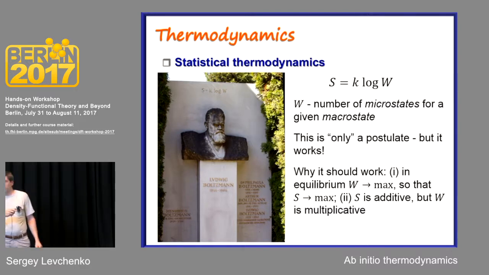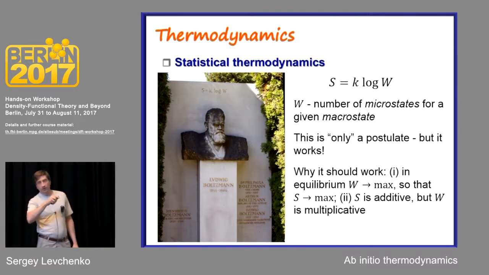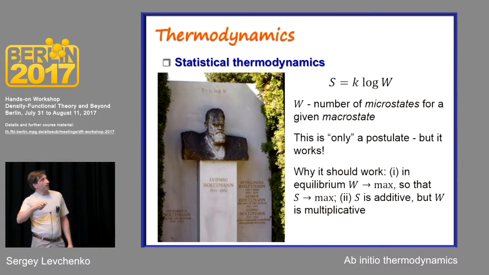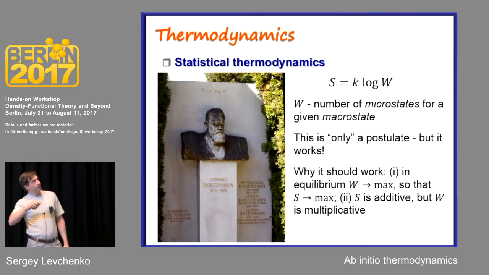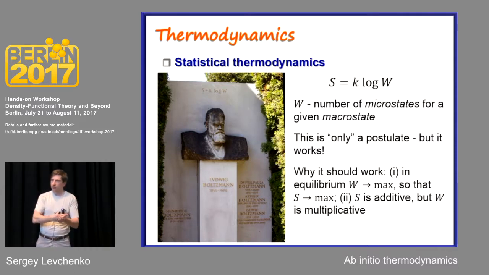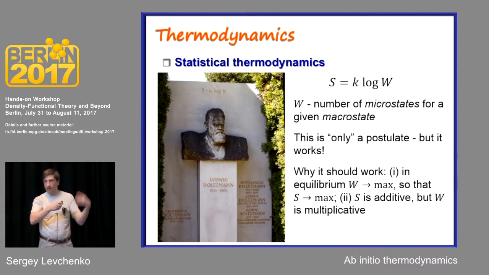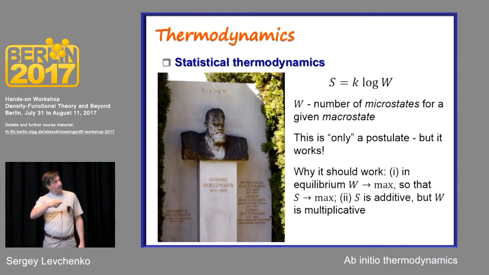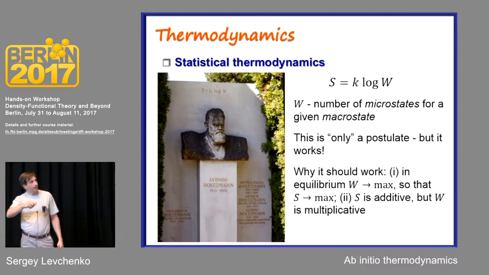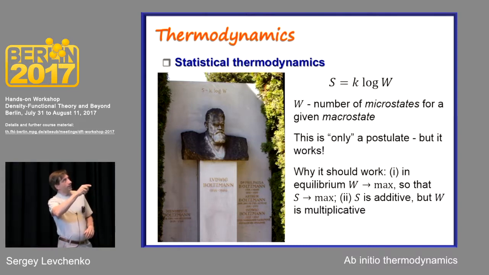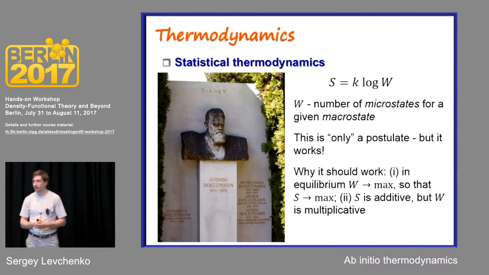This is actually only a postulate, but it works, and that's the important thing, of course. There are a couple of reasons why it should work. First of all, we know that the entropy tends to increase. It goes to maximize. And in equilibrium, also the number of microstates is maximized. So this is correct for this function. And another important thing is that while entropy is an additive quantity, the number of microstates is a multiplicative quantity. And again, there is a correct relation between the entropy and the number of microstates if it's expressed like this through the logarithm.